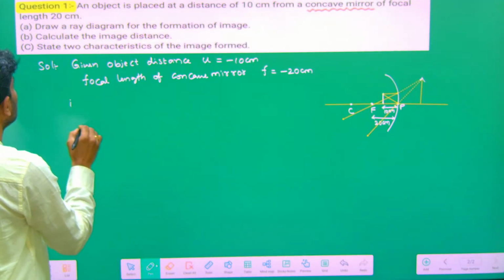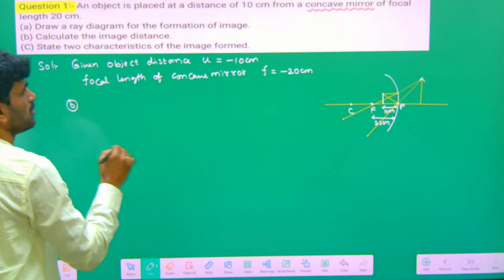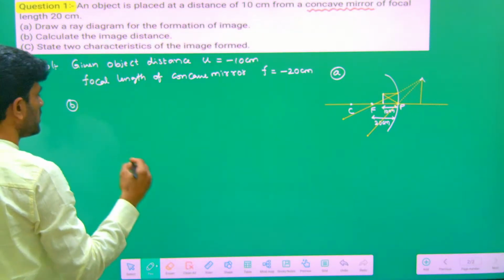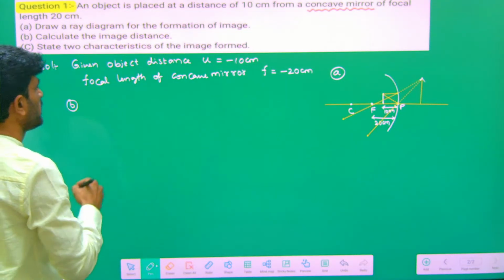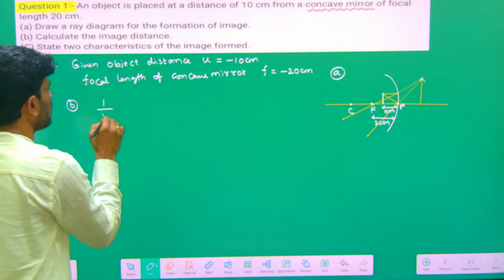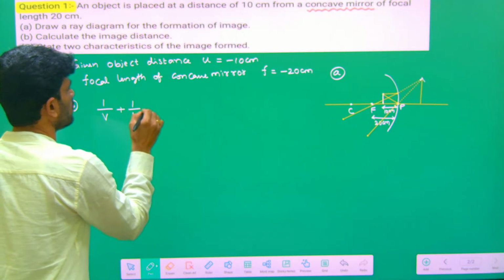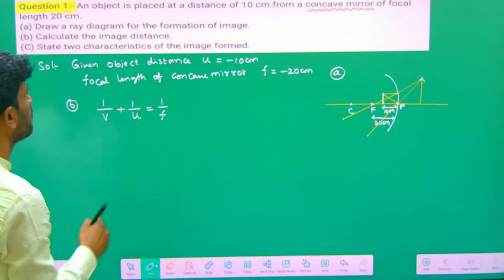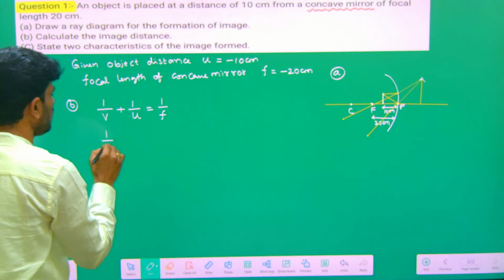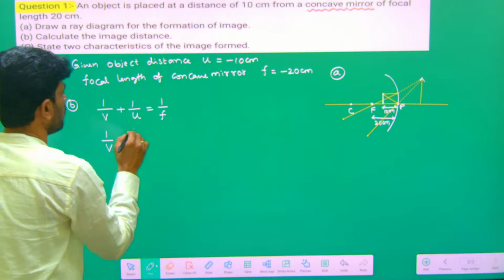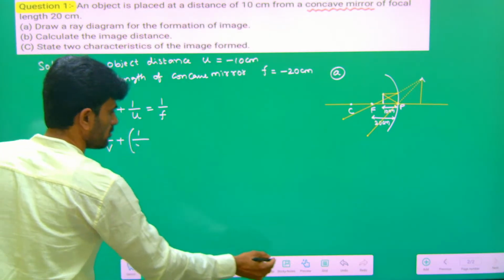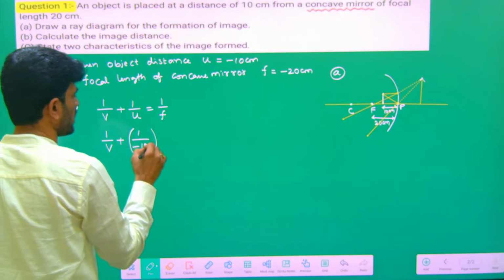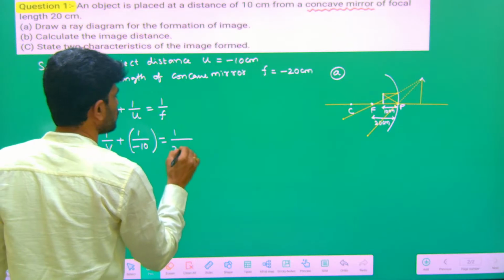Now they are asking to find the image distance. To find the image distance, we have to use the mirror formula. What is the mirror formula? 1 by V plus 1 by U is equal to 1 by F. In this, we already know U is minus 10 and F is minus 20. So 1 by V plus 1 by minus 10. We should be very careful about the sign here. 1 by V plus 1 by minus 10 is equal to 1 by minus 20.